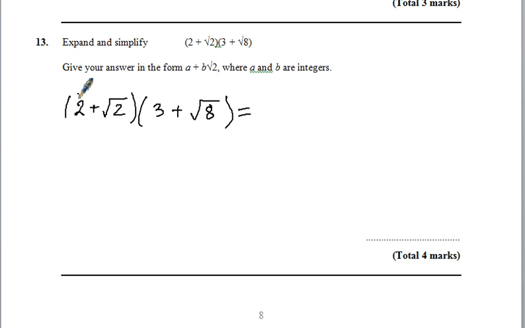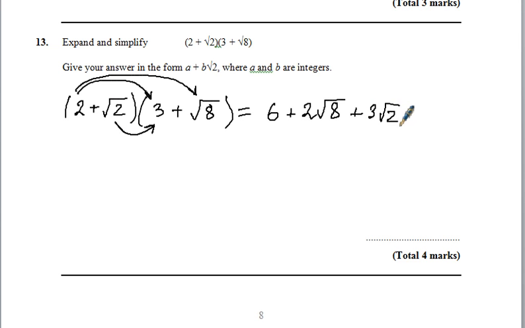Let's multiply brackets. 2 times 3 is 6, not 5. 2 times square root of 8 is 2 square roots of 8. At this stage, please don't start transformation of surds immediately, alright? Just multiply out, do one step at a time. Square root of 2 times 3 is 3 square roots of 2.